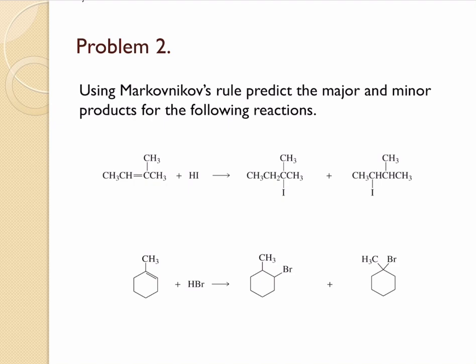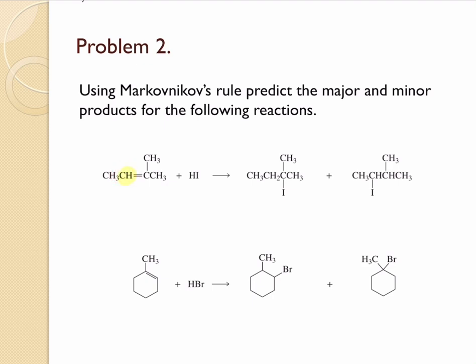Using Markovnikov's rule, predict the major and minor products for the following reactions. What is Markovnikov's rule? Markovnikov's rule says that when you add a protic acid to an asymmetrical alkene, the hydrogen is going to get added to the carbon which has the most number of hydrogens. Now on this asymmetrical alkene, which one of these carbons has got a higher number of hydrogens? This carbon has got 1 hydrogen, whereas this one has got 0, right? And therefore the hydrogen is going to get added to this carbon.